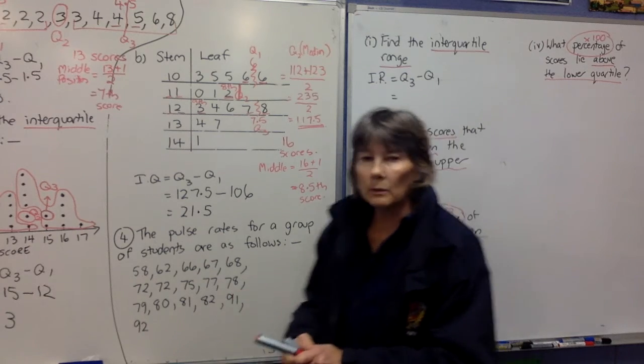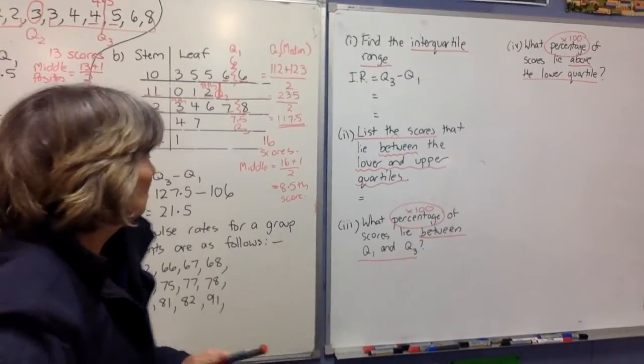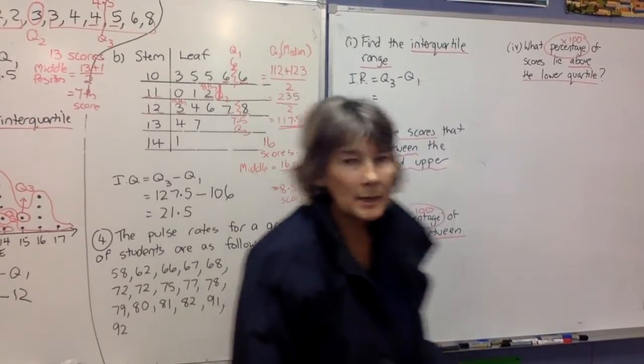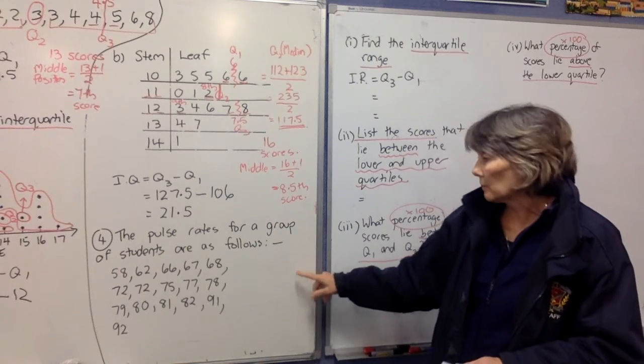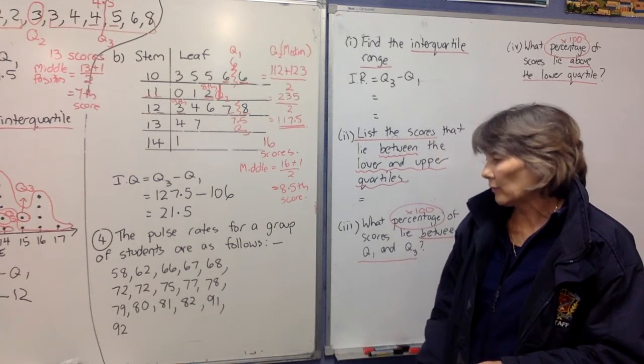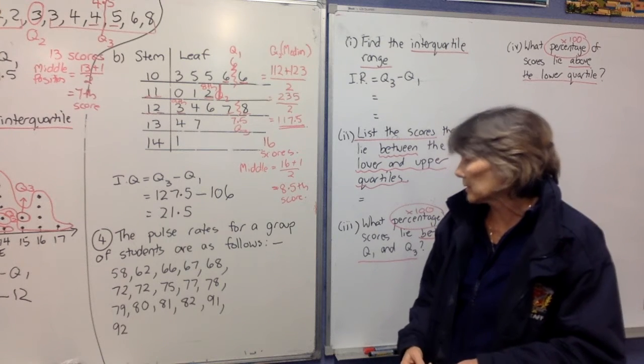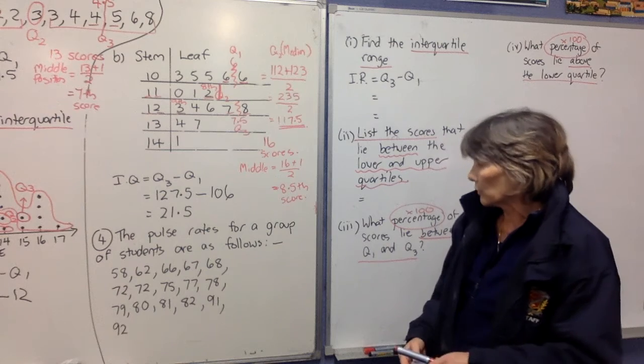Okay, now we're doing a more applicable one to PDHPE here. We're doing pulse rates. Down here, the pulse rates for a group of students are those ones there. I've already organised them in order, so it'll be a bit quicker for us. We're finding the interquartile range on the first one.